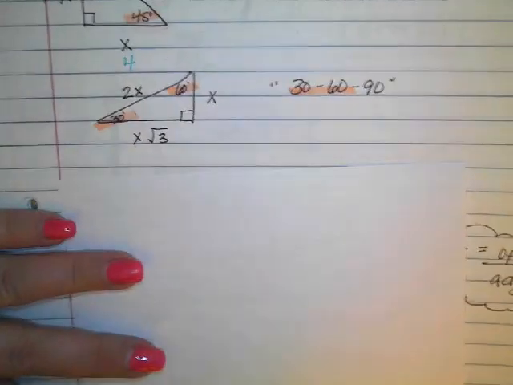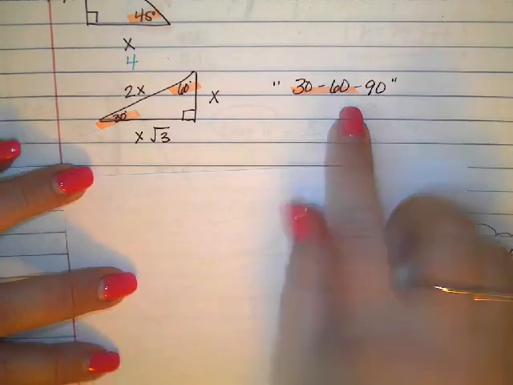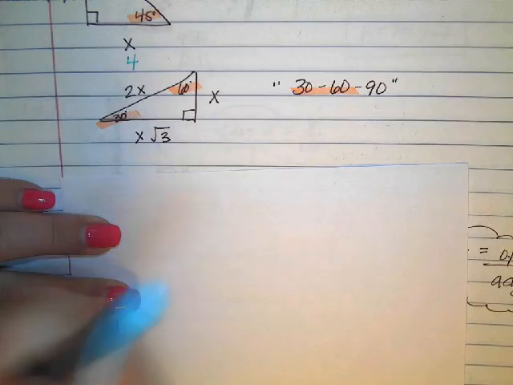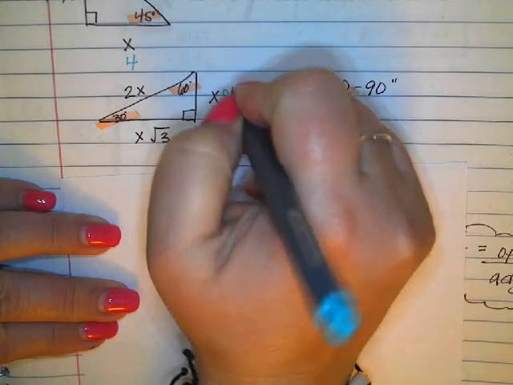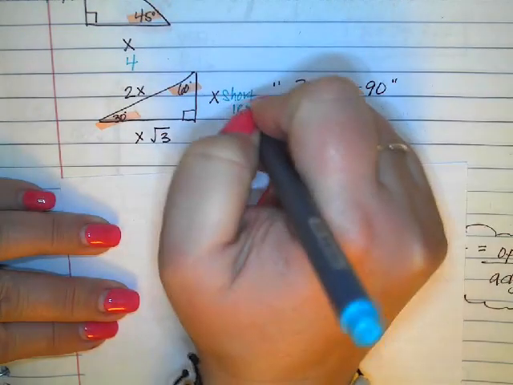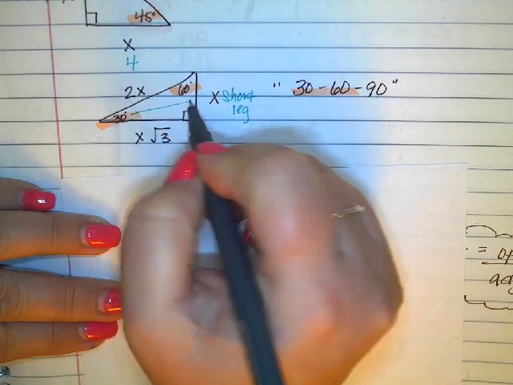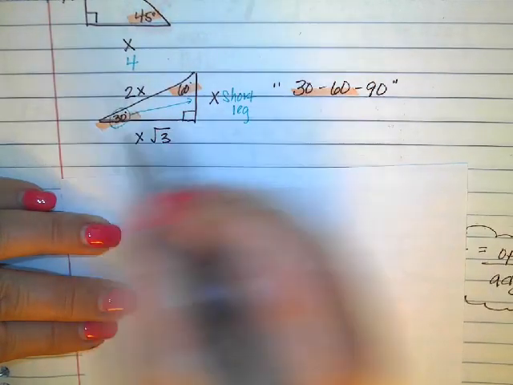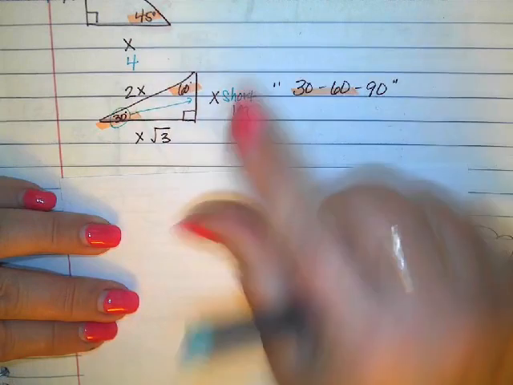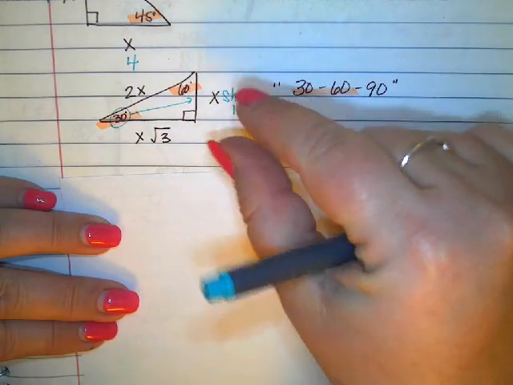In the second special right triangle, we have a 30, 60, 90. And in a 30, 60, 90, we have to identify the short leg. And I know that the short leg is across from the 30-degree angle. It's the short side because it makes that short little piece.